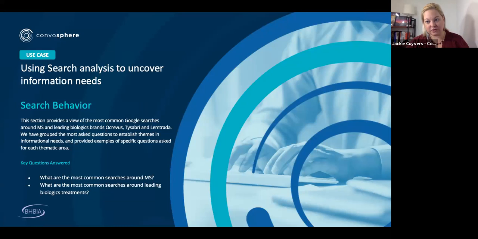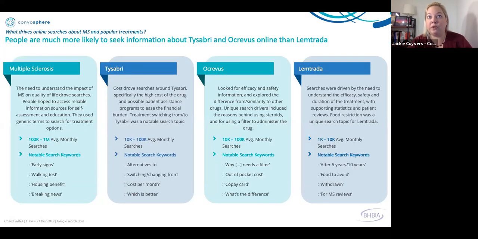So that's using social listening, where we're using conversational data to really understand the patient experience and to measure the scale of the impact of those things. Search behavior is using the search data, so what people are looking for in Google, to understand what people are trying to find out more information about.